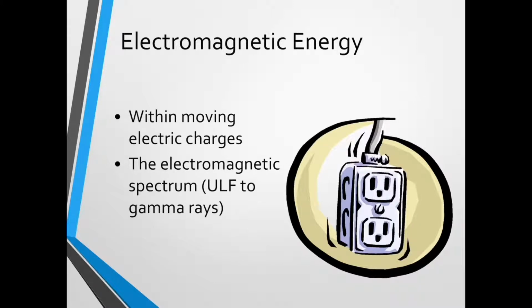Electromagnetic energy. This is anything that has an electrical charge moving through it. So your plug-ins, your light bulbs, your power cords for your TV, your power cords for your fan, your charger. Anything that requires electrical energy to be used is electromagnetic energy. And this is seen on the electromagnetic spectrum.